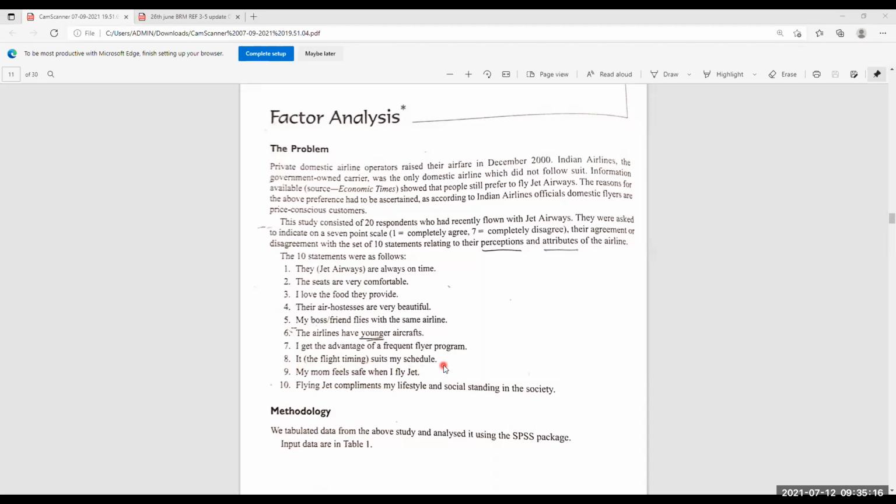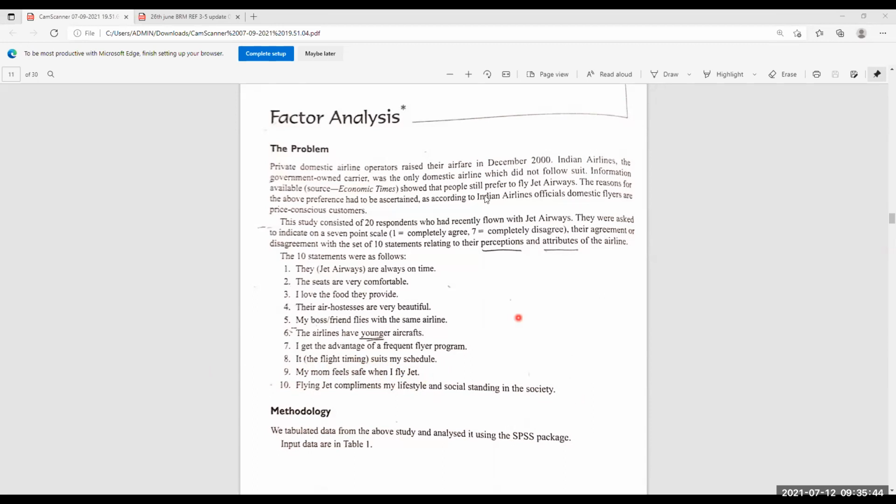All right. So remember, the study was being done for customers of Jet Airways. So they have asked a question whether Jet Airways flight timings suited the schedule of the customers. Ninth, my mom feels safe when I fly Jet. Okay, that's about the reliability, the kind of mental peace. 10th scale item was flying Jet complements my lifestyle and social standing in society.